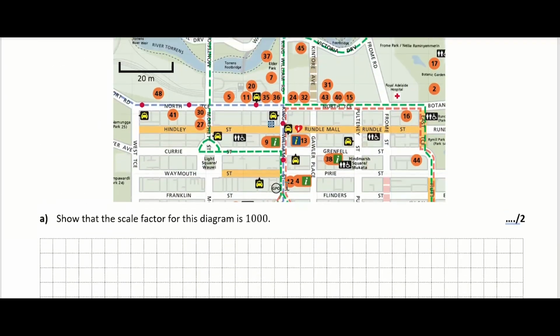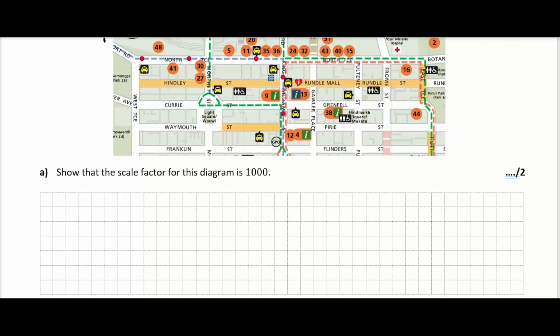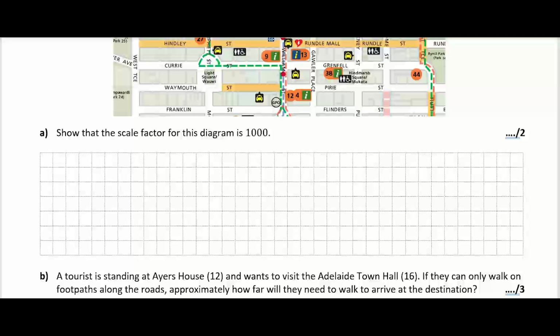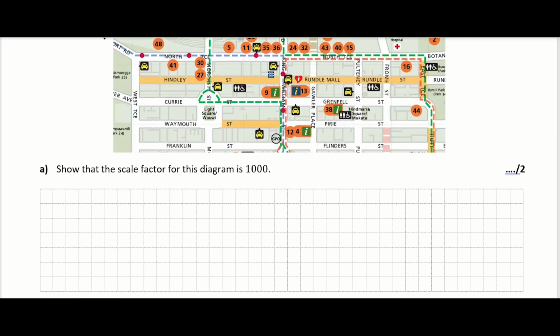Obviously it's a bit hard for me to do this on my screen, but I'm looking at this. I'm going to measure this bar here first. I know that that is 2 centimeters on the page. So here, 2 centimeters is the equivalent to 20 meters. So that's what I would write here: 2 centimeters is worth 20 meters, but that's not how we write our scale factor.